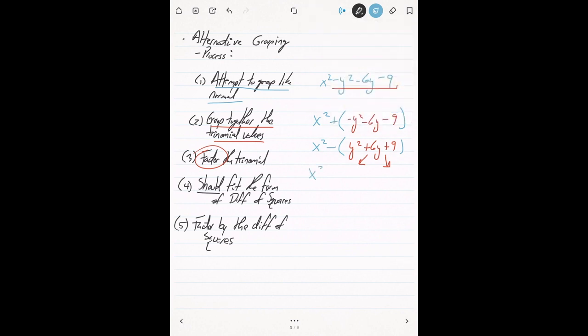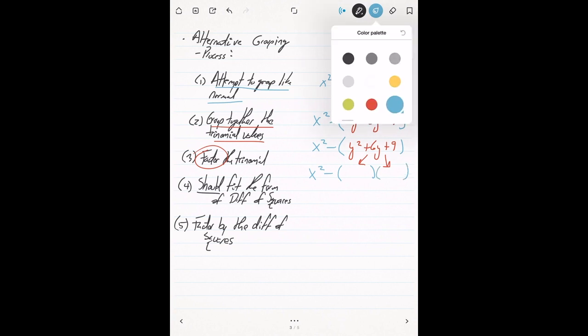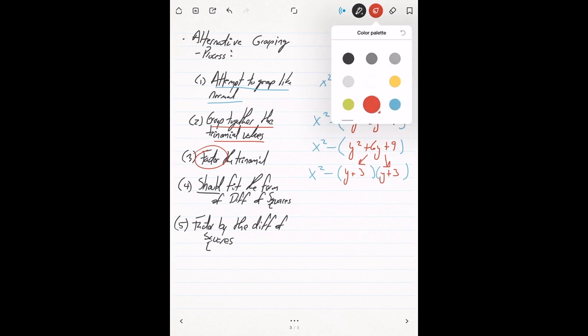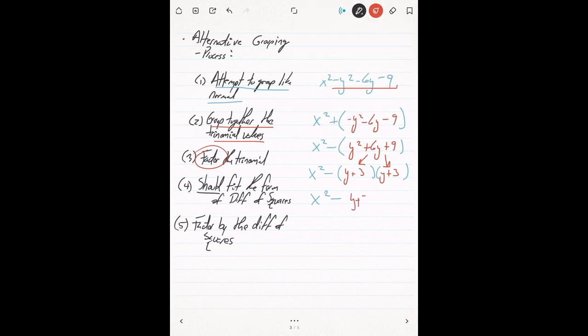We still have the x squared minus, but this time we have the binomials, y plus 3 and y plus 3. You can use box method to verify that for yourself, but 3 times 3 is 9, and that's going to add together to get you 6. So in reality, what we essentially have here is an x squared minus a y plus 3 squared.